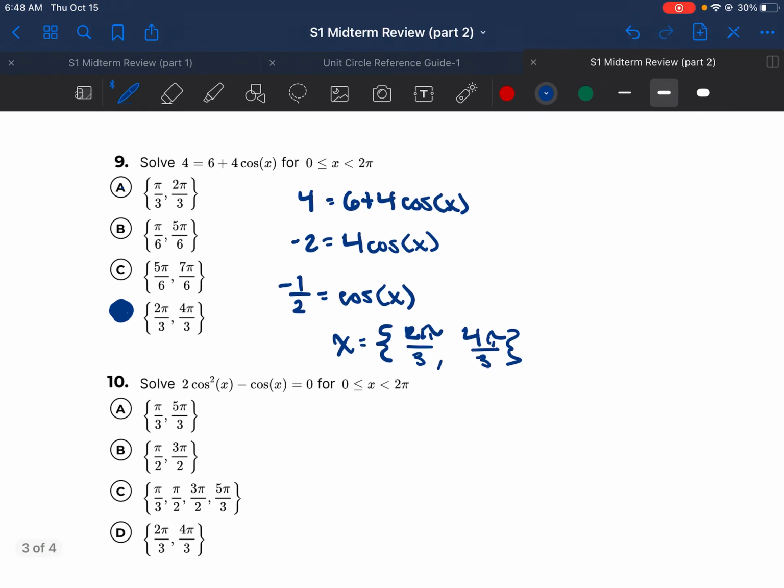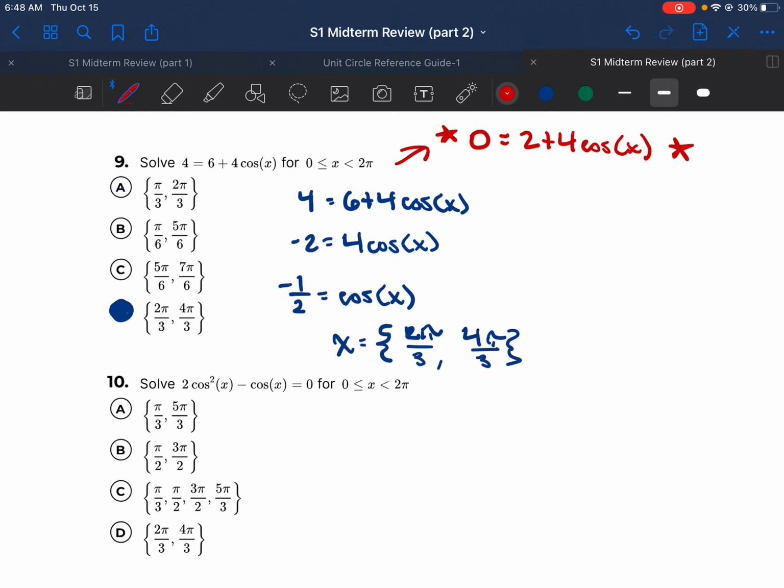All right. Now, we can check this graphically with Desmos. Notice that if you want to use Desmos, one side of your equation needs to be 0. So if I would have subtracted 4 from both sides, I would have had 0 equals 2 plus 4 cosine of x.